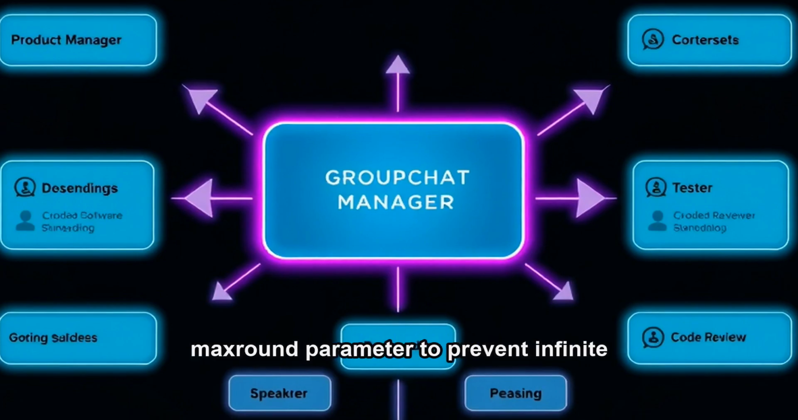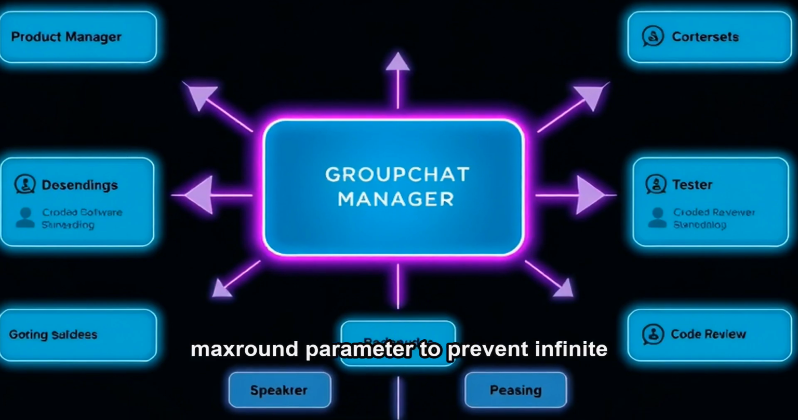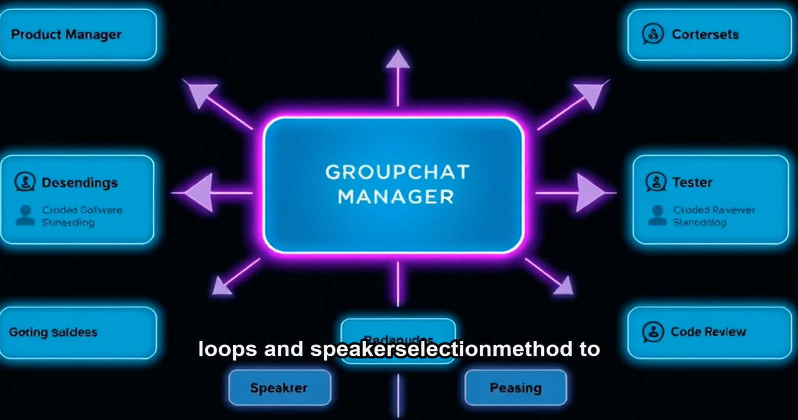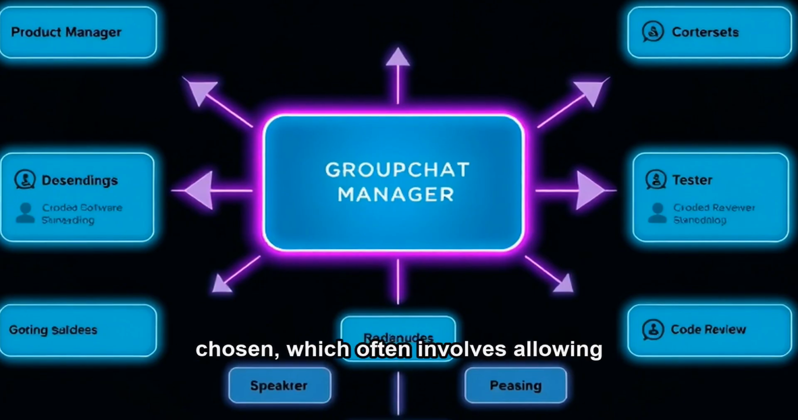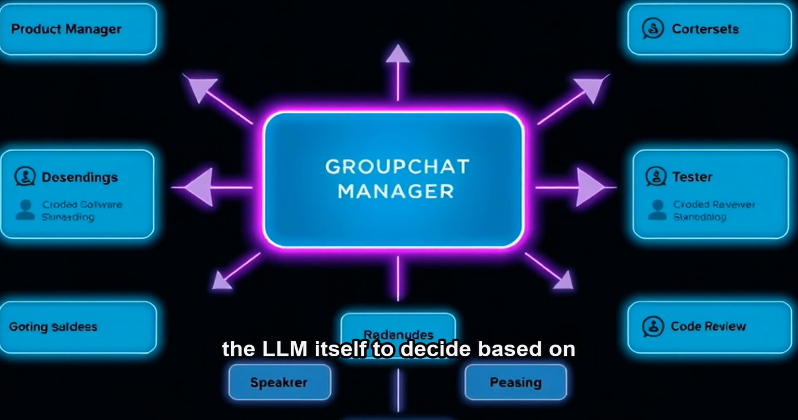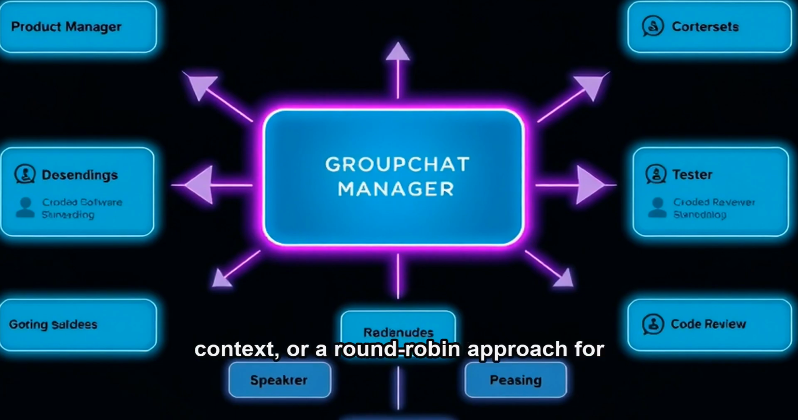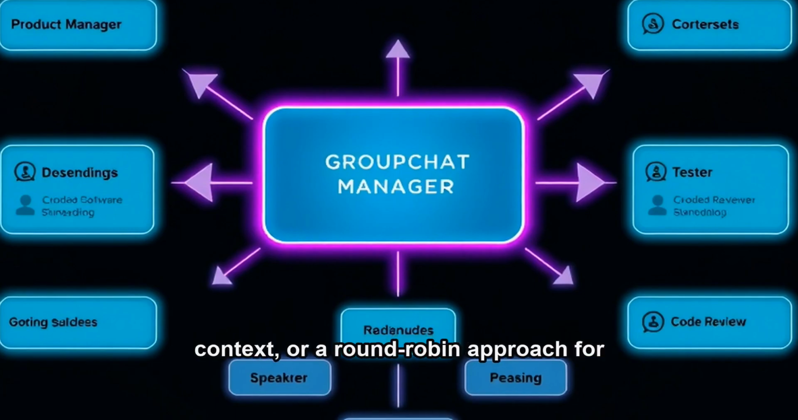We'll define the max round parameter to prevent infinite loops and speaker selection method to control how the next speaker is chosen, which often involves allowing the LLM itself to decide based on context, or a round-robin approach for simpler tasks.